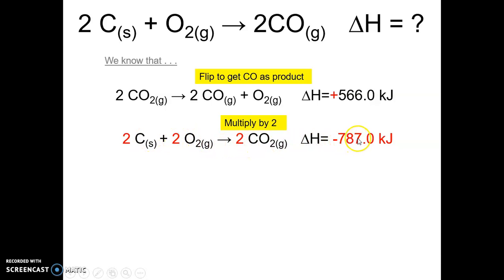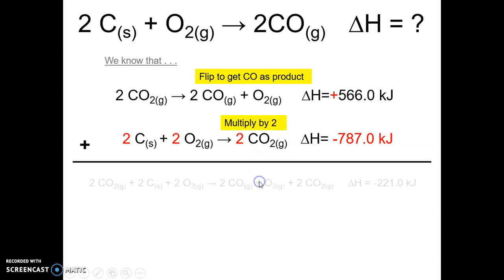I also multiply the change in enthalpy by 2 because we're basically running that same reaction, just running it twice, so we get twice as much energy. Okay, and so now I'm just going to add those together.